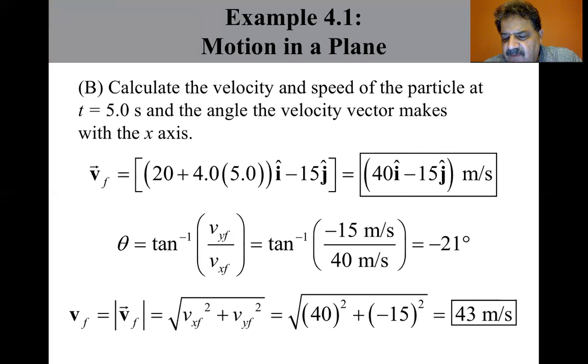Notice that if we calculate Vi from the x and y components of the V initial vector, we find that V final is greater than V initial. Is that consistent with our prediction? Yes, it is.